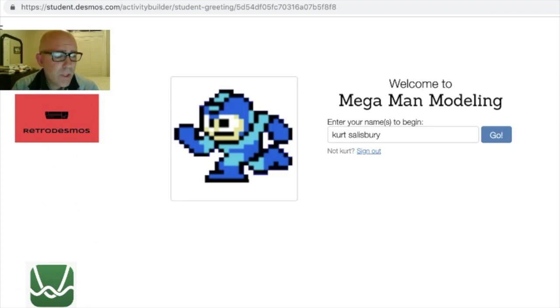So the activity that we're going to do today is Mega Man Modeling. It's one that I built, kind of earlier on, but there's a lot of good stuff going on in here, and I wanted to talk about it, show you the reasoning behind it and the purpose behind it. There are some subtle things that maybe if I didn't talk about them, you wouldn't see if you were actually using this as a lesson in your classroom.